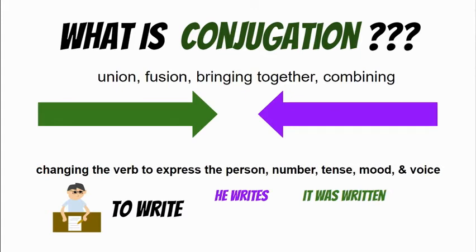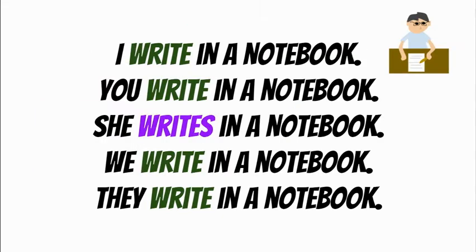Other examples of how I can change the word write is I can say written, it was written. I can say wrote. I can say they are writing. So I'm changing the word write to express different things. Especially, we're going to be talking mostly today about the person and number. Who is doing the writing? And when I conjugate the verb, I change the meaning a little bit.